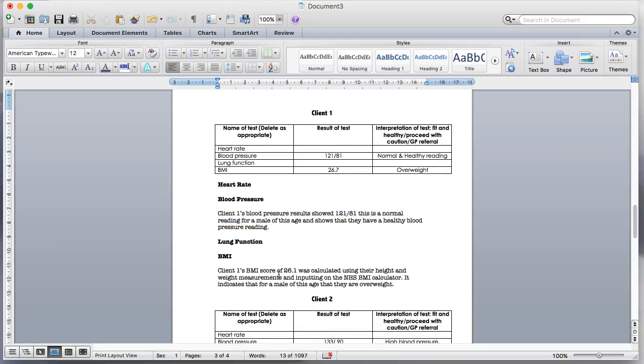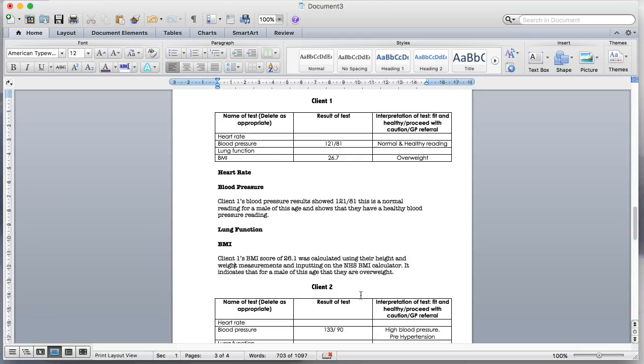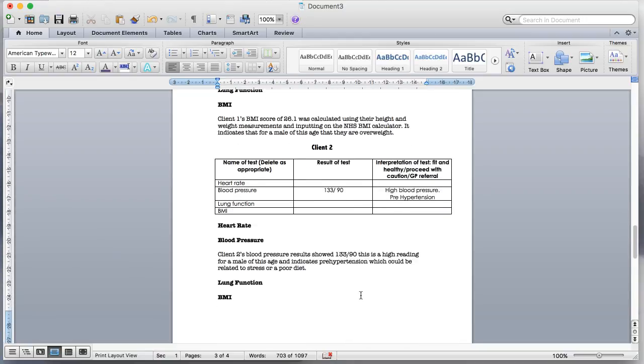Then I've done the BMI. I've said client one's BMI score of 26.1 was calculated using their height and weight measurements and inputting them on the NHS BMI calculator. It indicates that for a male of this age, they are overweight. Okay, so that's all I've done, and I've done the same for client 2.